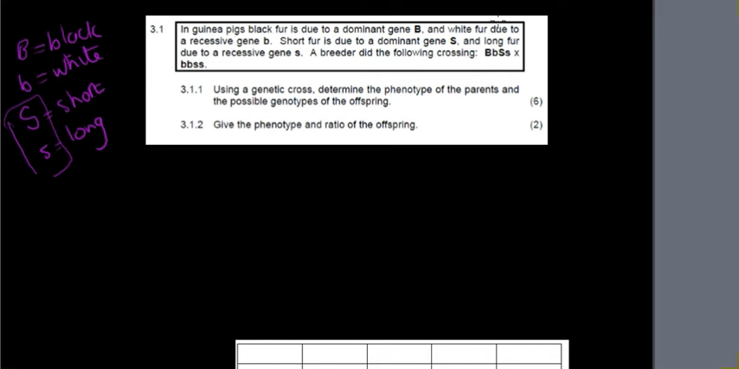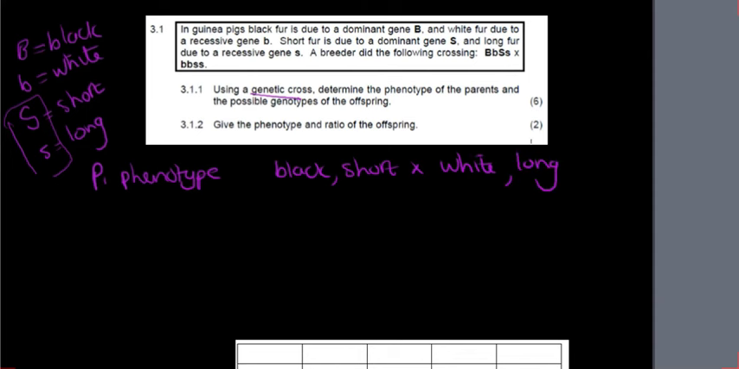A breeder did the following cross. So let's quickly write it. They're going to ask for the genetic cross, and they're going to ask for the phenotype ratio. So the P1 phenotype, you can say it is black fur that is short crossed with white fur that is long. How do I know that? They gave it to me there, and we just did what all those letters stand for. So genotype, you can basically just go copy what they have in the question.